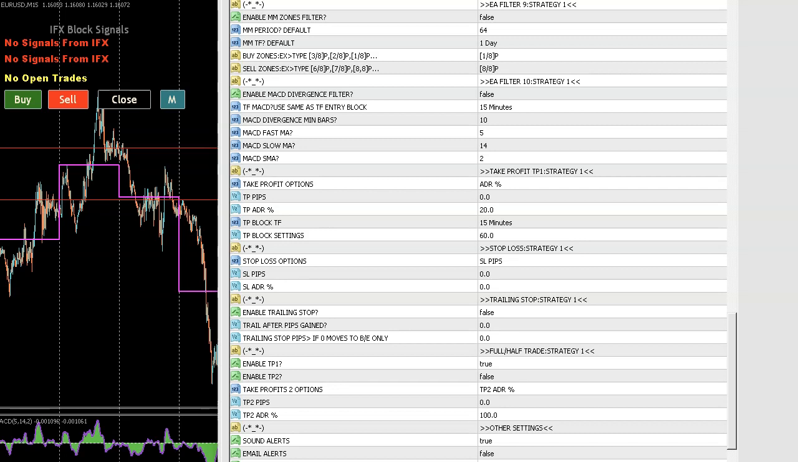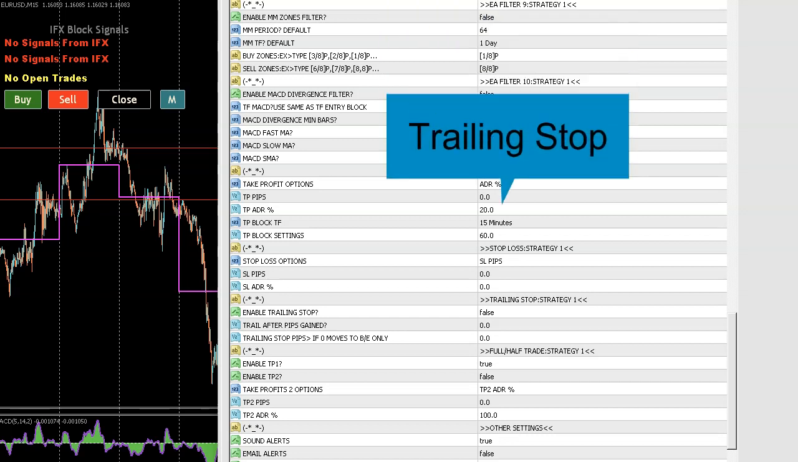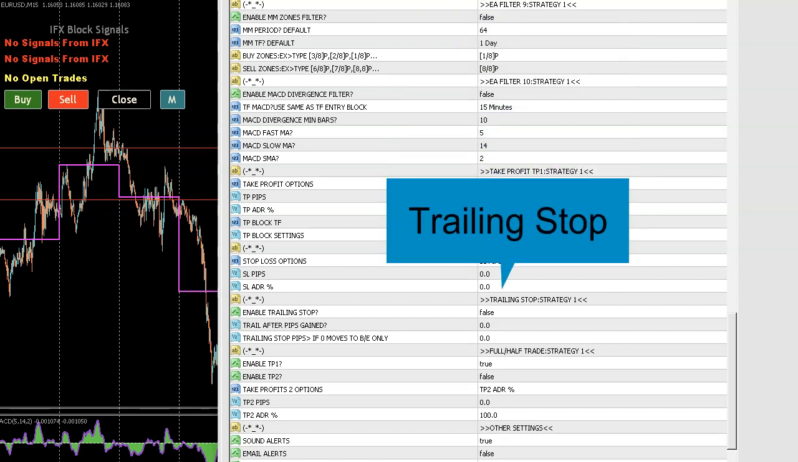So we have three different types of stop loss, very similar to our take profit in the previous video. And then we're also going to talk about the trailing stop, which is also going to be very interesting. Pretty much they go hand in hand.